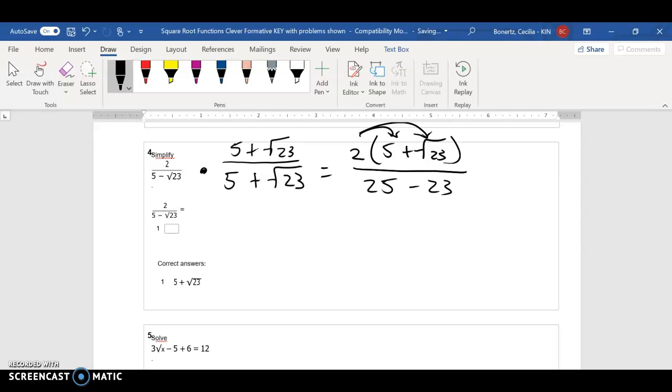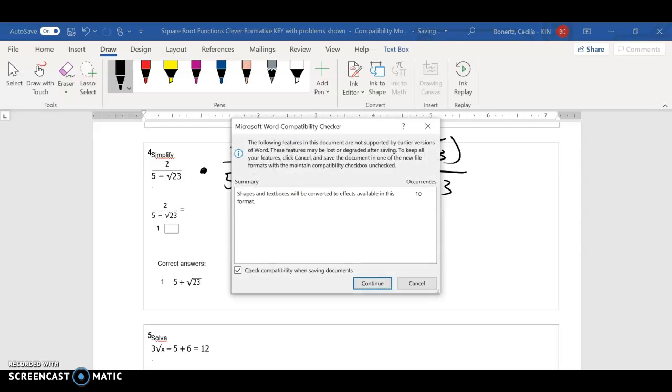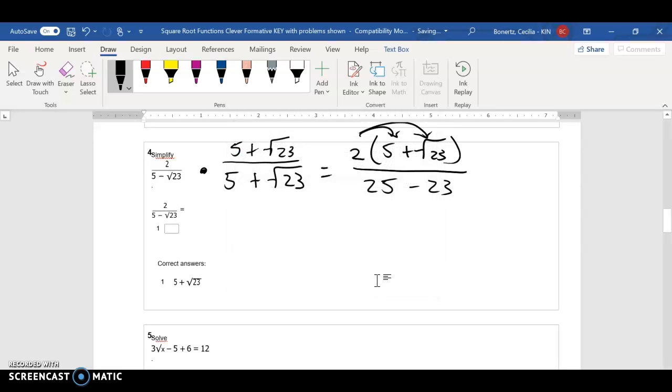So I actually made a mistake the first time I did this because when I see that square root of 23 times the square root of 23, I know that's 23, and sometimes that makes me think that 5 times 5 is 5.